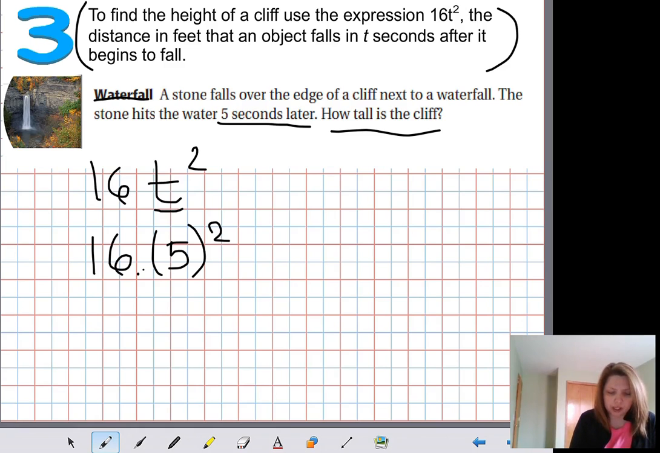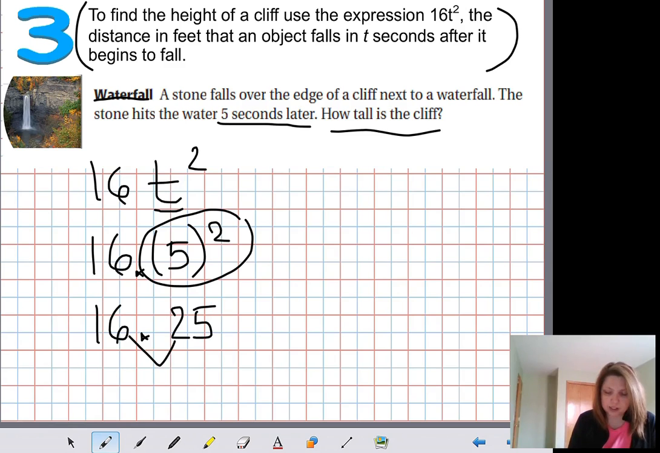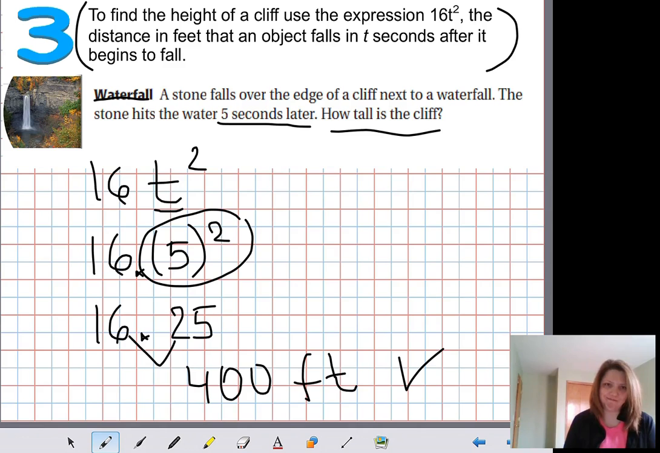When we substitute correctly, the next thing we want to take care of is the exponent. So we're going to have 16 times 5 squared, which is 25. 16 times 25, I'm going to use my calculator here quickly to get the answer. So 16 times 25 will give me 400. So we're going to have 400 feet. This cliff is 400 feet tall. That will be the final answer here.